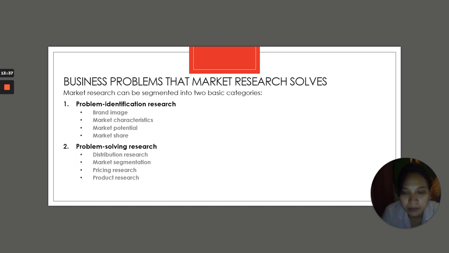Second, problem solving research. First, we have distribution research, where to sell your product. This part of market research can help your sales team determine where the product should be sold. Market segmentation is grouping customers by similar background or purchase behavior. Third, pricing research shapes the ideal price of your product. Lastly, product research tests your product.